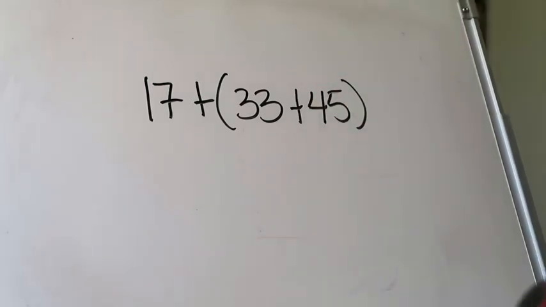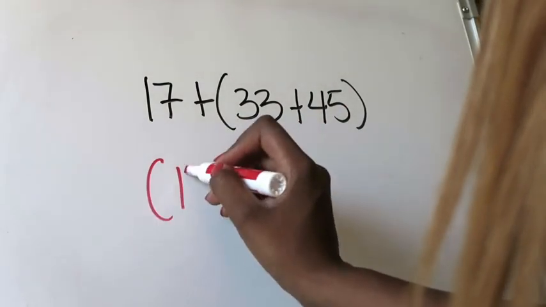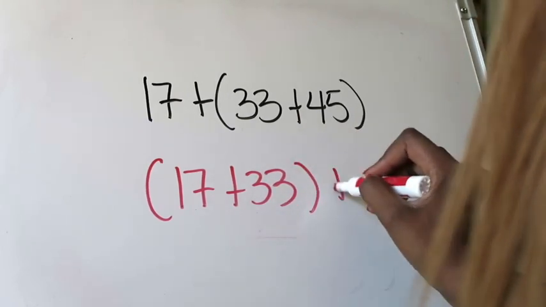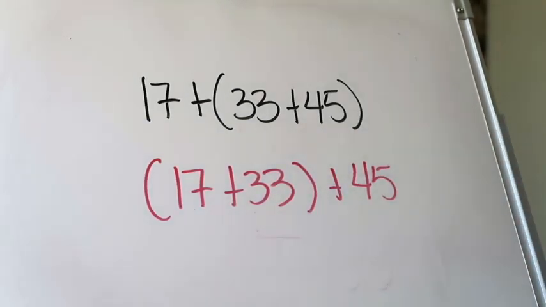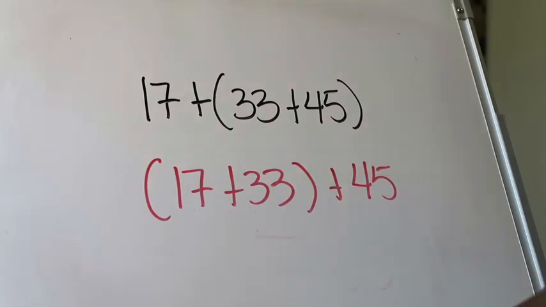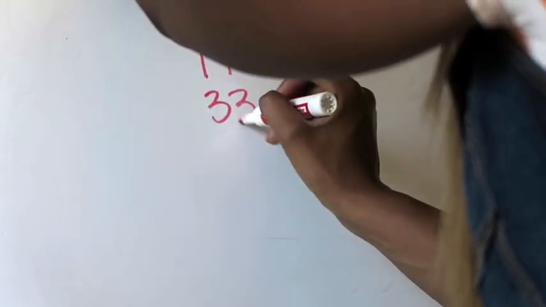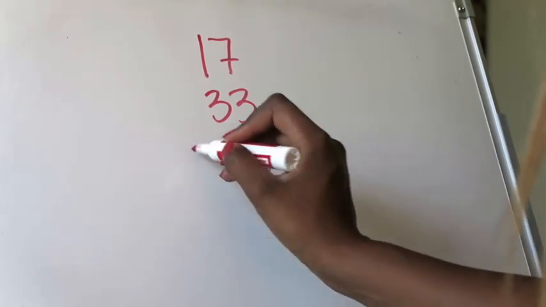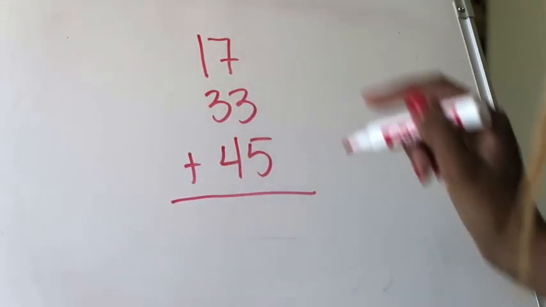If you are thinking the way that I'm thinking, you're going to say, well, you know what? How about we group 17 plus 33 together and then add the 45 separately. Now, what I like about doing that is if I rewrite this problem vertically, and I will do that right up here, I had 17 plus 33 grouped together, and then I had my 45. Okay, so I regrouped it so these are together.